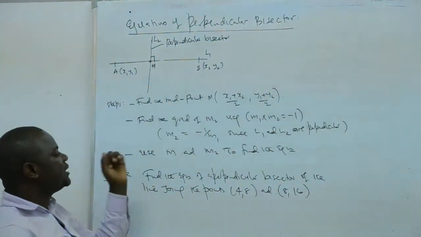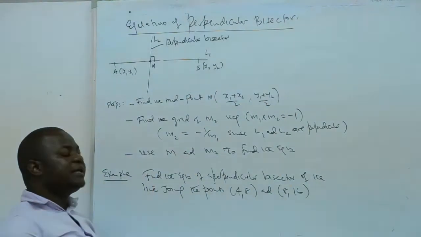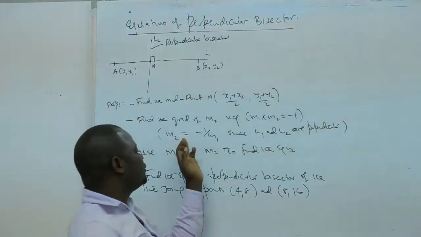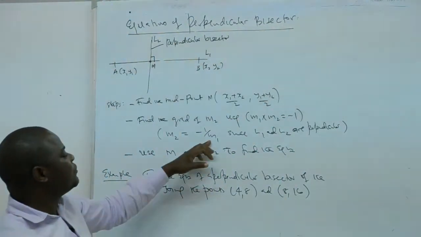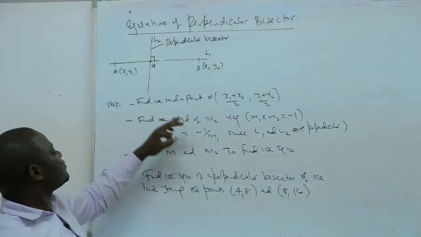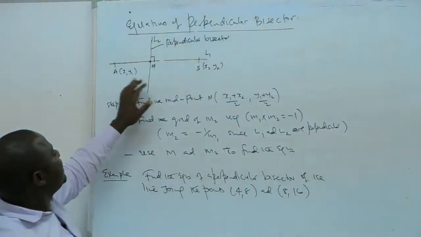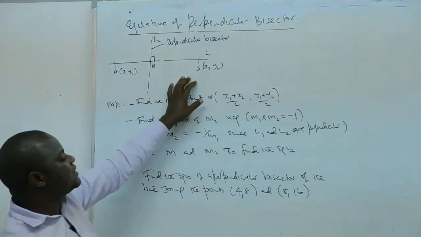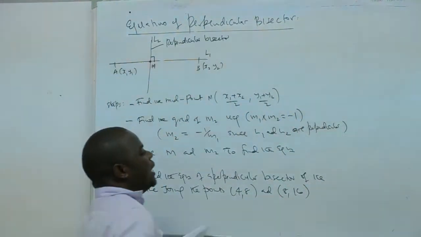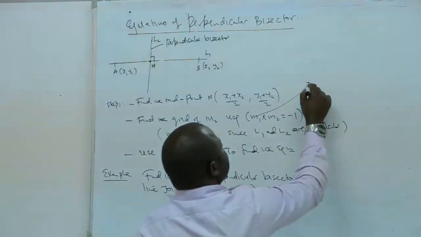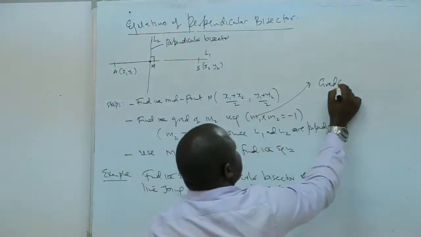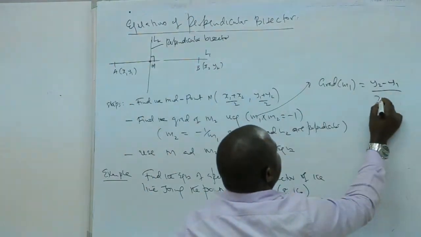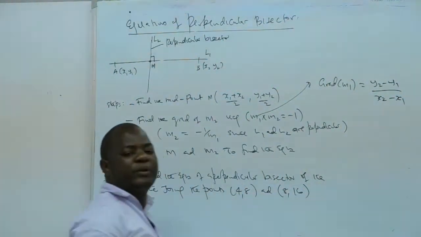From this we can find the gradient. Since L1 and L2 are perpendicular, the concept will help you to find the gradient of the bisector. Now, if they gave you the line in point form, then you go ahead and find the gradient m1, which is given by y2 minus y1 over x2 minus x1. That's how we get it.